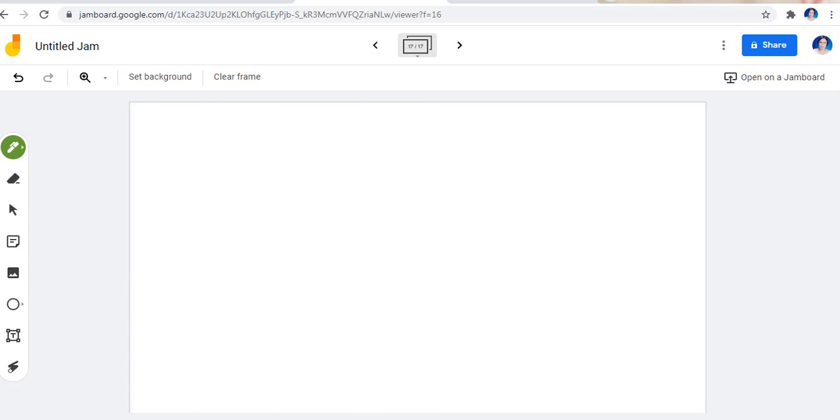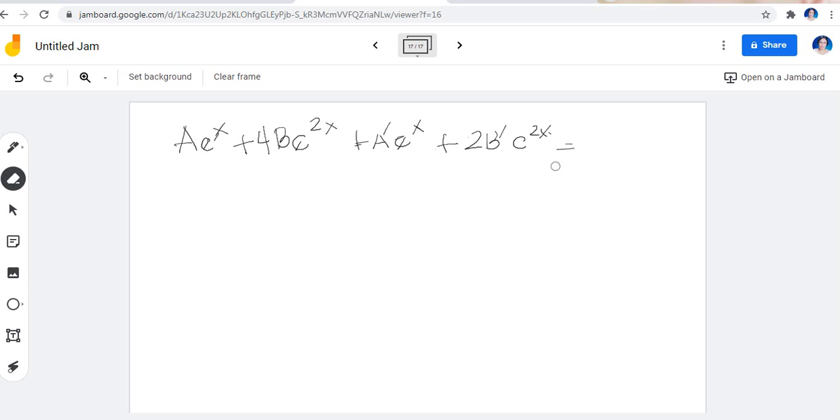That would then be for the y double prime, we will have a e raised to x plus 4b e raised to 2x plus a prime e raised to x plus 2b prime e raised to 2x, and this will be equated to what we have there on the right side of the DE. And by the way, class, this is just the second derivative. I will not for now write first the right side of the DE.